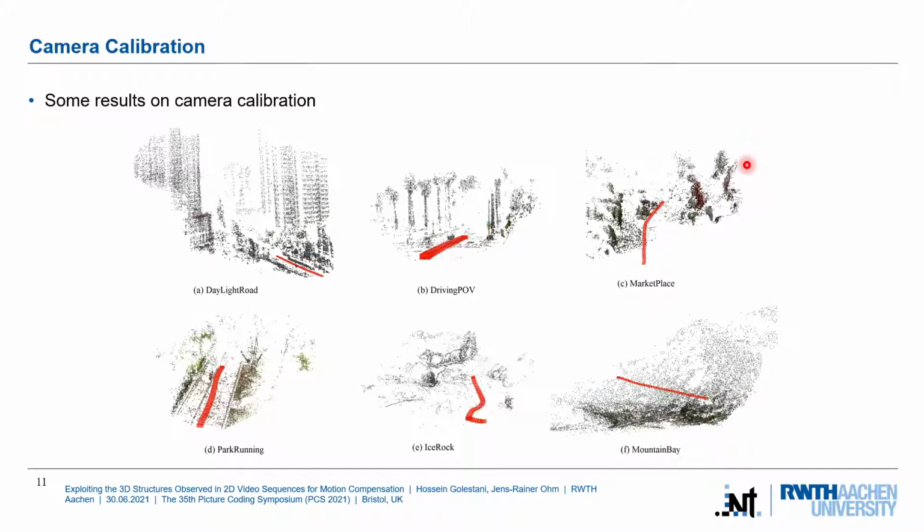Here you see some visualization of the estimated camera trajectory surrounded by a point cloud of the scene. For example, here is the camera trajectory, or here is the camera trajectory, the red one. We don't have any ground truths for the estimated camera parameters. However, it can be at least visually confirmed that the estimated trajectory follows the real camera motions.